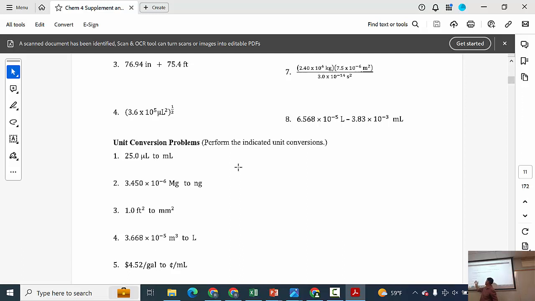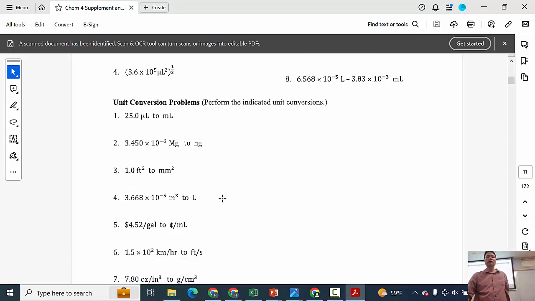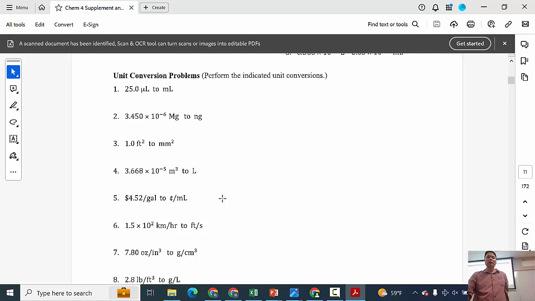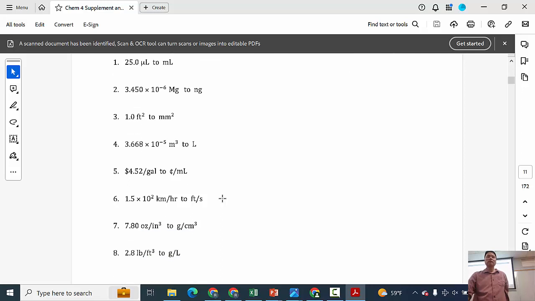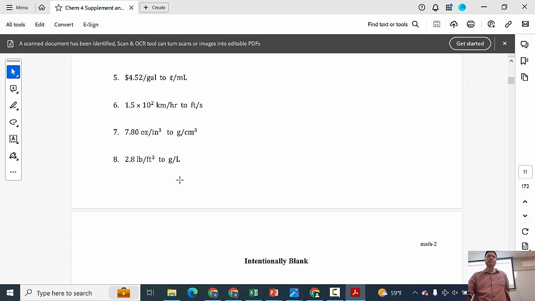Here's square feet and millimeters squared. These are meters cubed to liters. So we're going to go through some of these. These are some tools that we use. One of the biggest tools that we use in problem solving is something called dimensional analysis, which we'll use to solve all these problems.